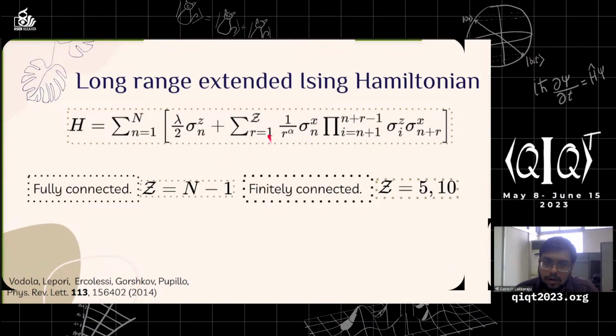In this model, we will not just consider blindly the fully connected model, that is 1 to n minus 1, where all spins are talking to every other spin. On the other hand, we'll also consider the finitely connected model, where it's not necessary that all the spins are talking to every other spin. Rather, we show that it's enough that if the system is finitely connected, the entanglement properties can also be mimicked.